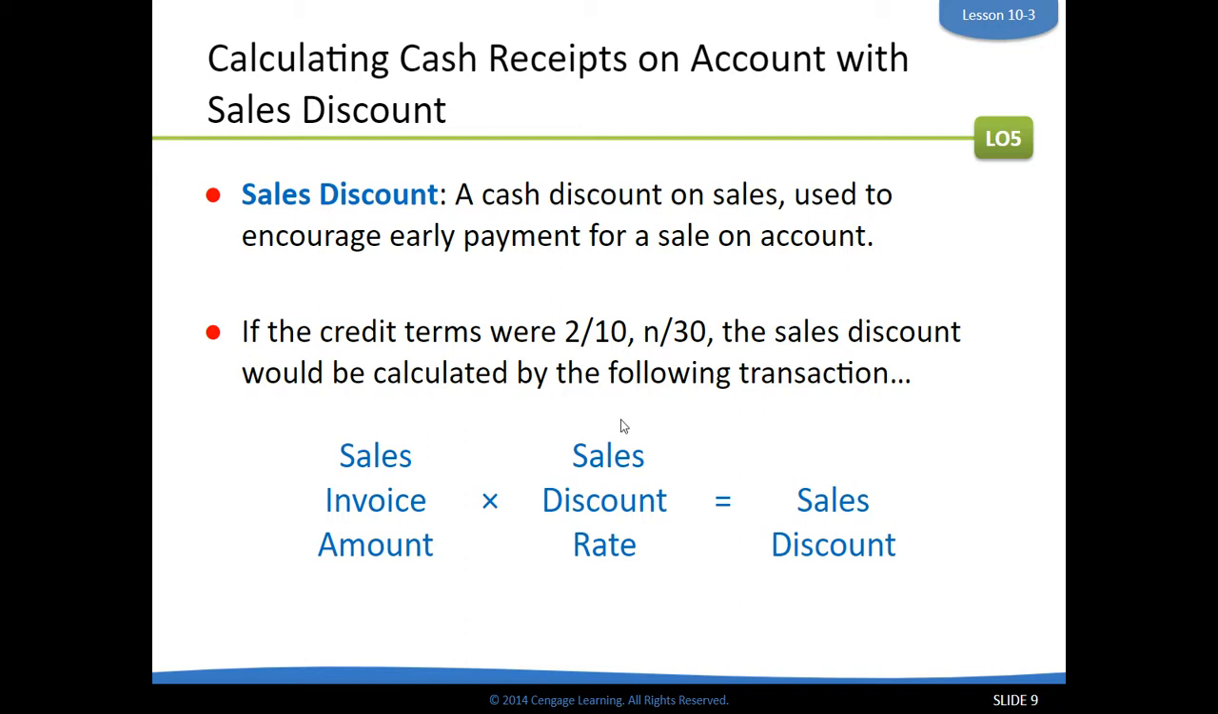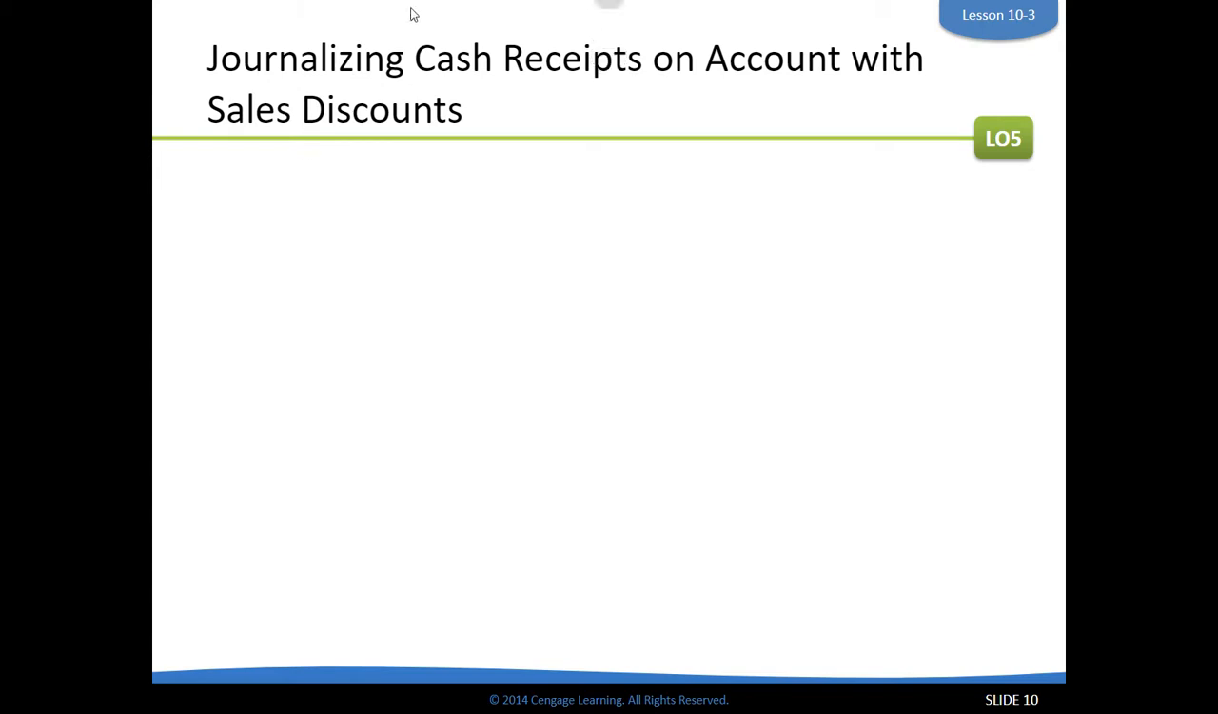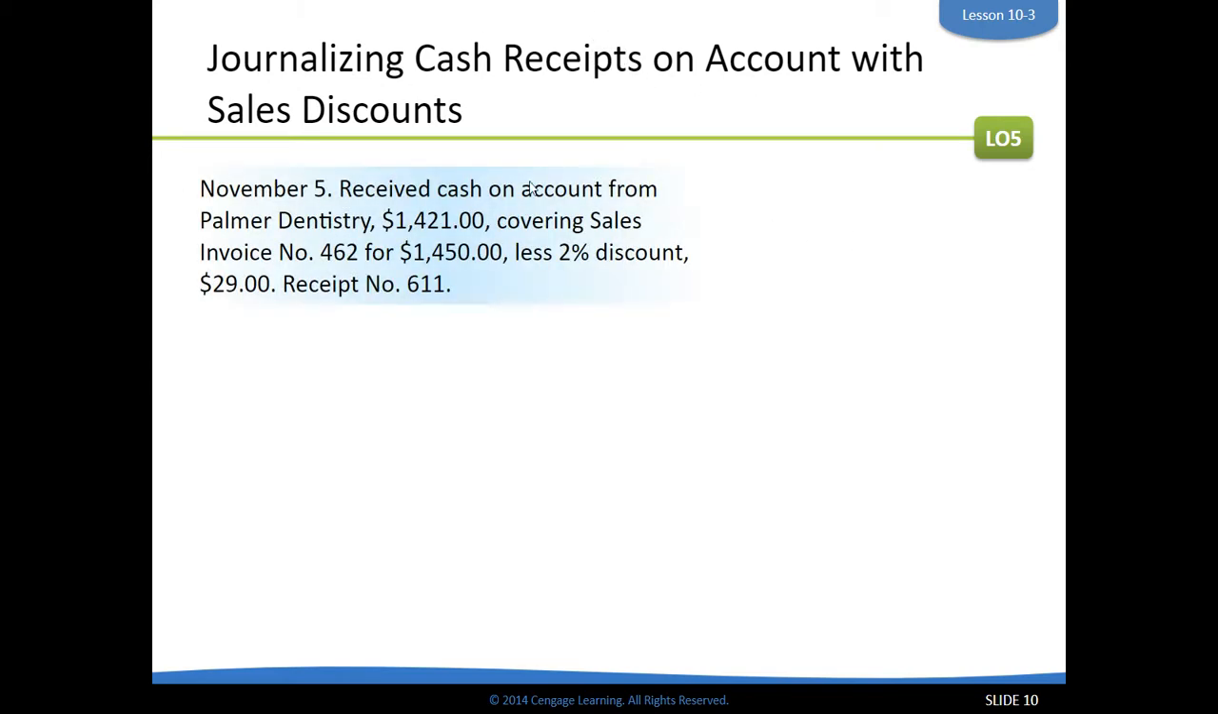So we would calculate that by taking the sales invoice amount, multiplying it by the sales discount rate, or 2%, so 0.02, to get the sales discount. So here's an example of how we would calculate that here. But again, if you're putting this in your calculator, you would convert this percentage into a decimal. So 2% is 0.02.